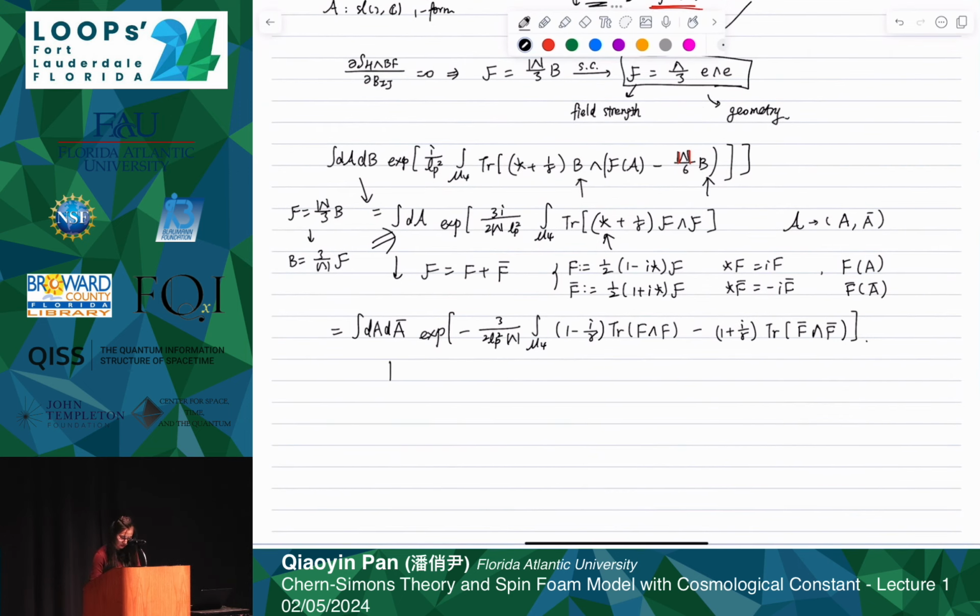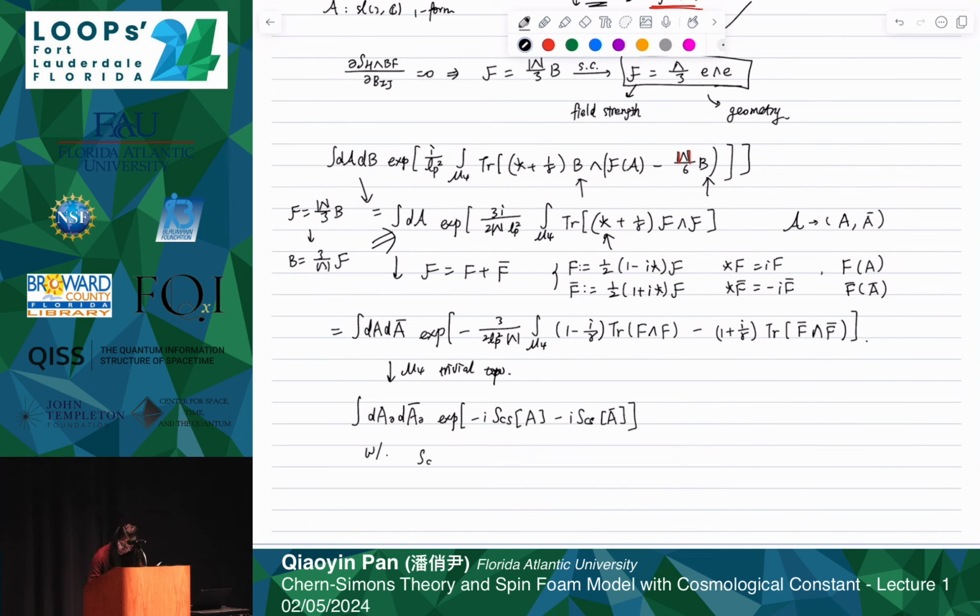If we consider this four-manifold with a trivial topology, then this path integral can be written as a path integral of the Chern-Simons theory on the boundary. So it becomes dA on the connection on the boundary, because we integrate out the bulk term, and the exponential of the Chern-Simons action. We have two terms. One is the action of A, another is the action of A bar. And they are defined as follows.